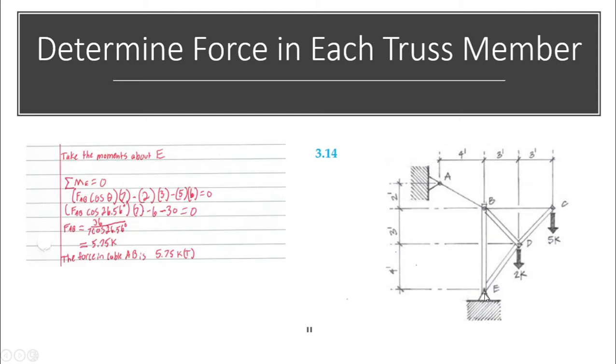So using the moment at E, we can determine the reaction force coming off of the cable AB. We're going to take the distance from moment E that each force is acting and the magnitude of the force. So 2 kilos is acting 3 feet away from point E at point D, and 5 kilos is acting 6 feet away from point E at point C. We also have 7 feet away the angled force of AB coming off at 26.56 degrees. Now if we balance this equation, we find that the force of AB is 5.75 kilos in tension.